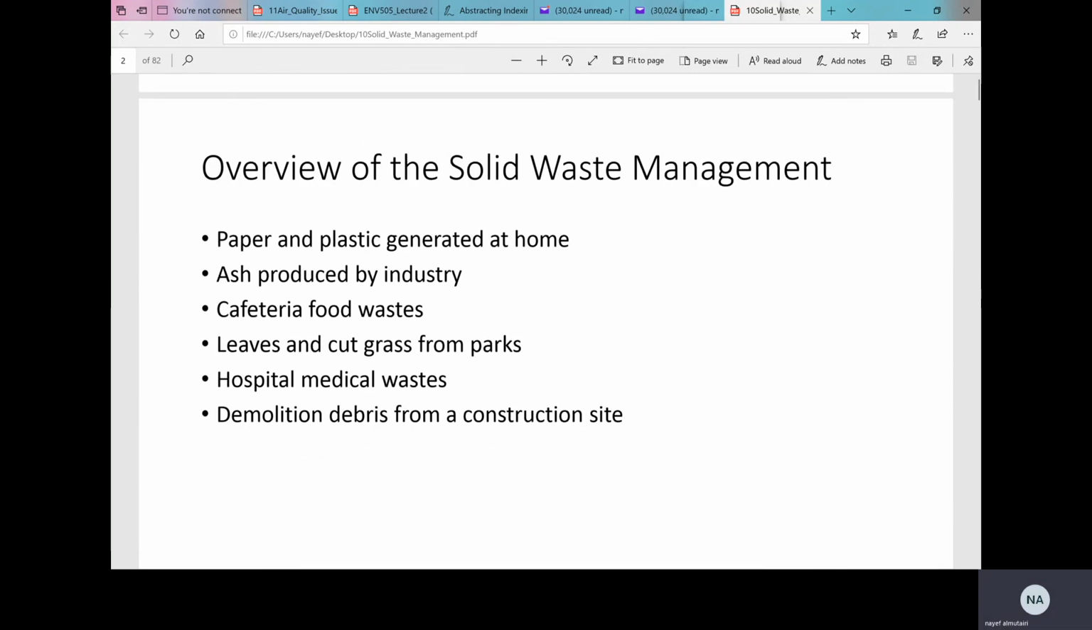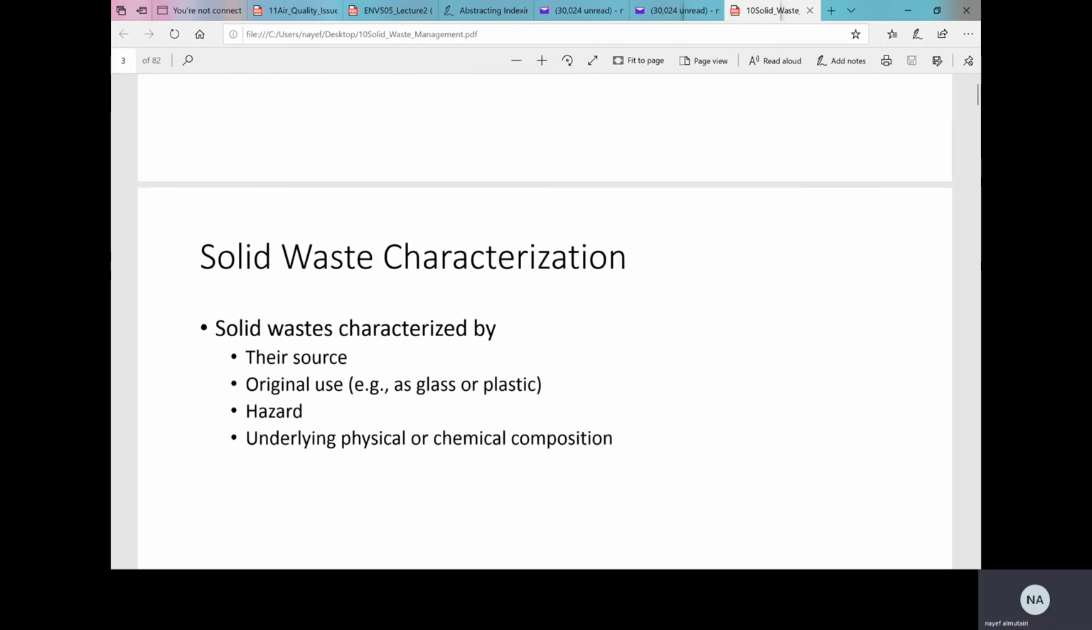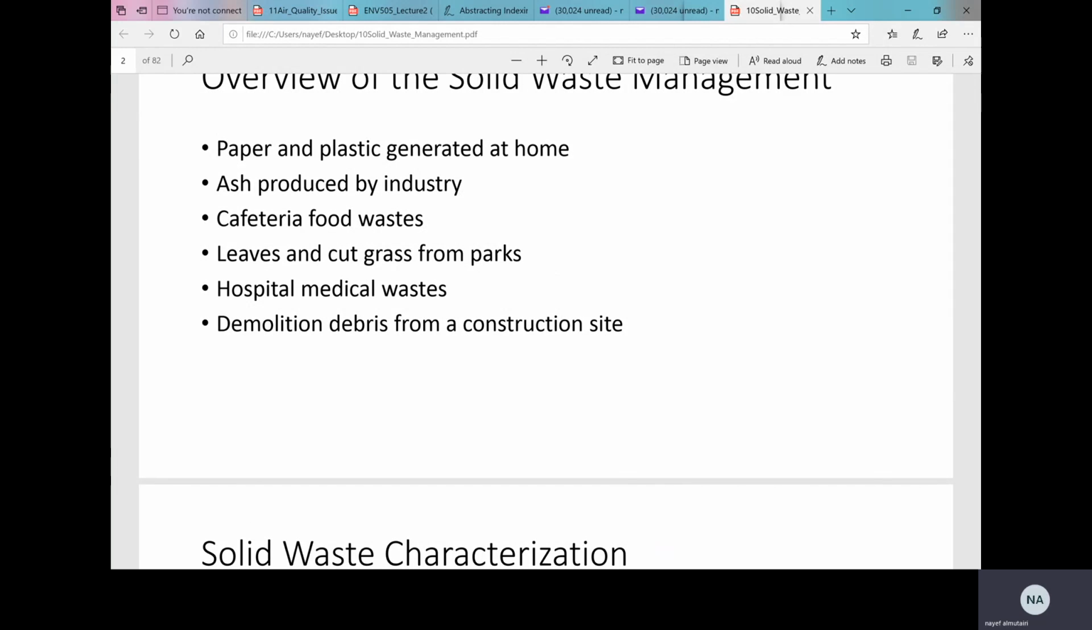What is solid waste? This is a big problem in Kuwait. Big, huge problem in the Middle East. Okay? Of course, there is a lot of solid waste here in Kuwait.